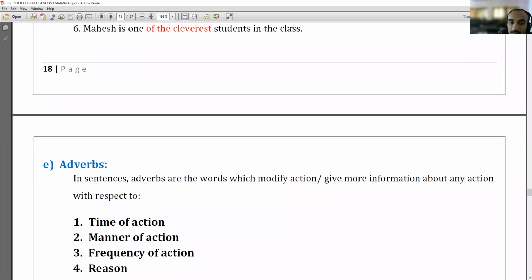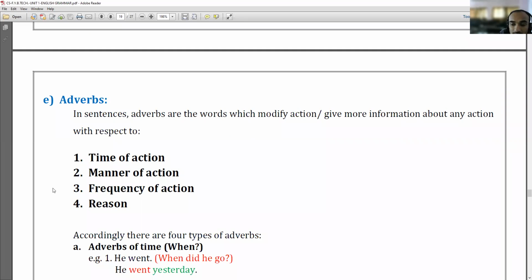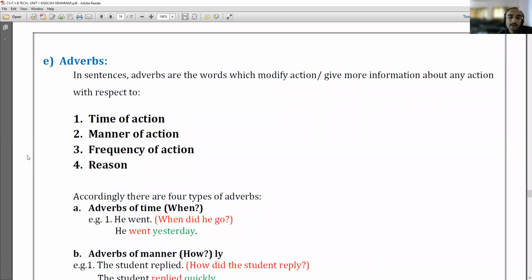ओके, सो इन द सेंटेन्सेस adverbs are the words which modify action or give more information about any action with respect to, पुढच्या गोष्टींच्या अनुषंगाने कसं म्हणता येईल याला? फर्स्ट, टाइम ऑफ ऍक्शन म्हणजे वेळेबद्दल अधिक माहिती देणारा शब्द, त्या क्रियेची वेळ, त्यानंतर मॅनर ऑफ ऍक्शन, ती क्रिया कशी घडली त्याबद्दल अधिक माहिती देणारा शब्द. थर्ड, फ्रिक्वेन्सी ऑफ ऍक्शन, ती क्रिया किती वेळा, किती त्याची वारंवारता होती, त्यानुसार आपण त्याचे ऍडवर्ब येतात. आणि रिझन. ओके, सो दीज 4 आर द डिफरंट टाइप्स ऑफ ऍडवर्ब्स. तर हे 4 आहेत ते काय आहेत तर ऍडवर्बचे 4 प्रकार आहेत.